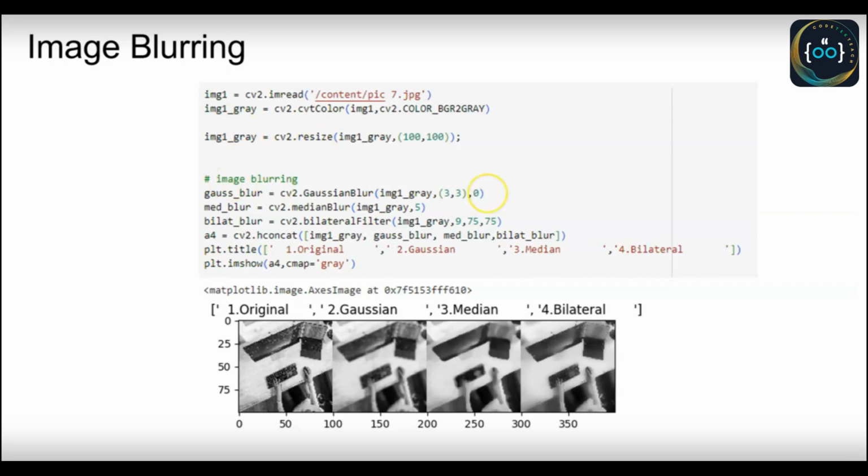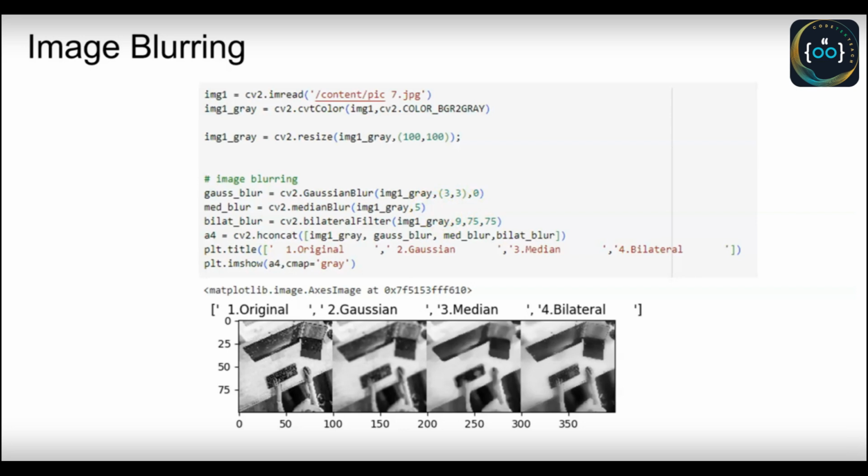This line applies a Gaussian blur to the grayscale image. The size of the Gaussian kernel is 3 by 3 and the standard deviation in the x and y direction, sigmaX and sigmaY, is set to 0. When sigmaX and sigmaY are set to 0, they are computed from the kernel size. The resulting blurred image is stored in gauss_blur. The next one, median blur.